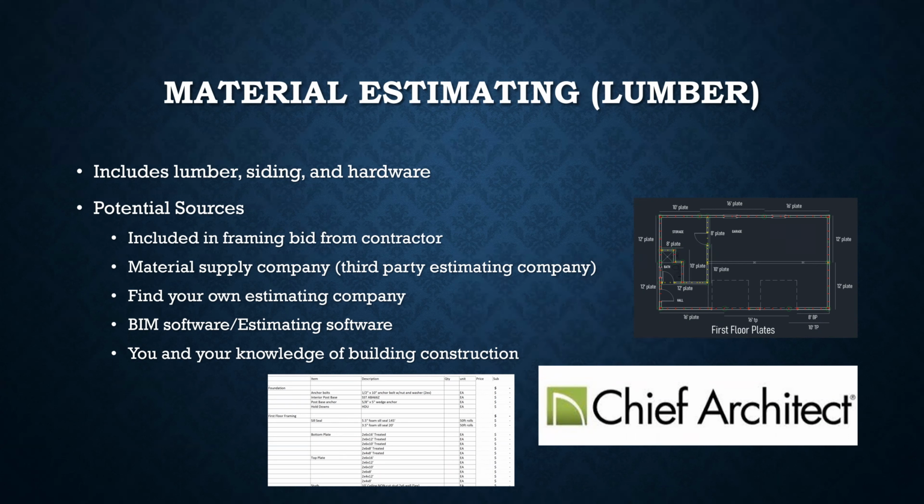These are the main materials that are going to make the structure of a house, and that's what we are mostly referring to here. And siding is included in that because siding used to be wood, and fiber cement siding is kind of just lumped in with that, even though it's not wood. So what are some potential sources of these material estimates?